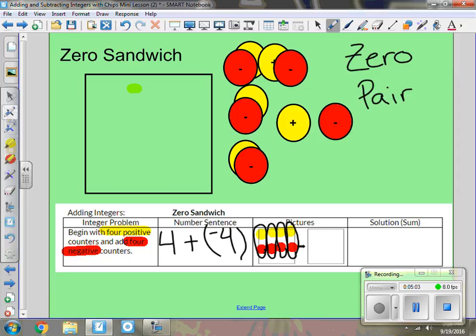So once all of my 0 pairs have left my party, whoever's left is going to be left in that box. Now this is a special case. I don't have any chips left over, so I'm going to put that my final sum is 0. I do not have any chips left in my party, so that means my solution is 0. And this goes back to our properties that we learned about. A positive 4 and a negative 4 are inverse of each other. They are opposites, so that's the inverse property of addition. My final answer is 0.